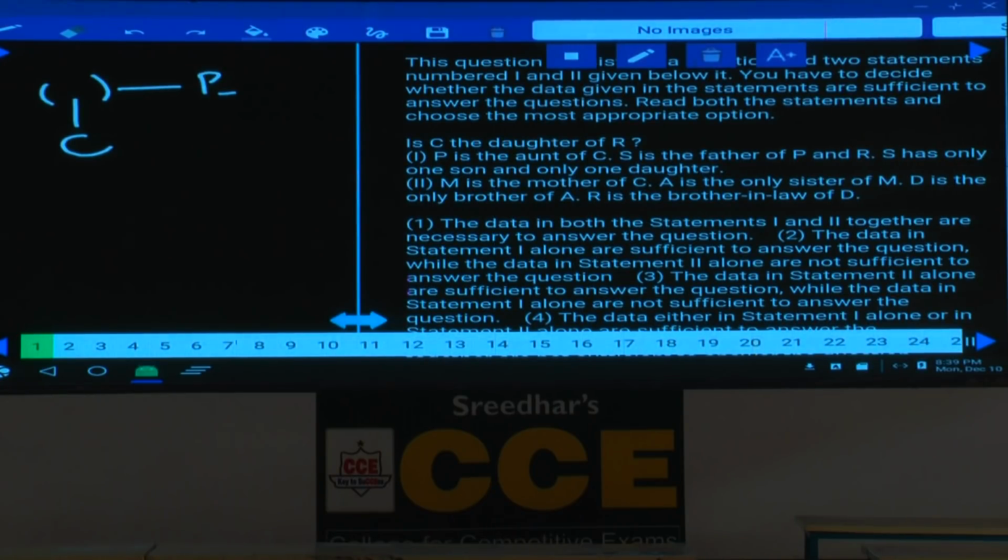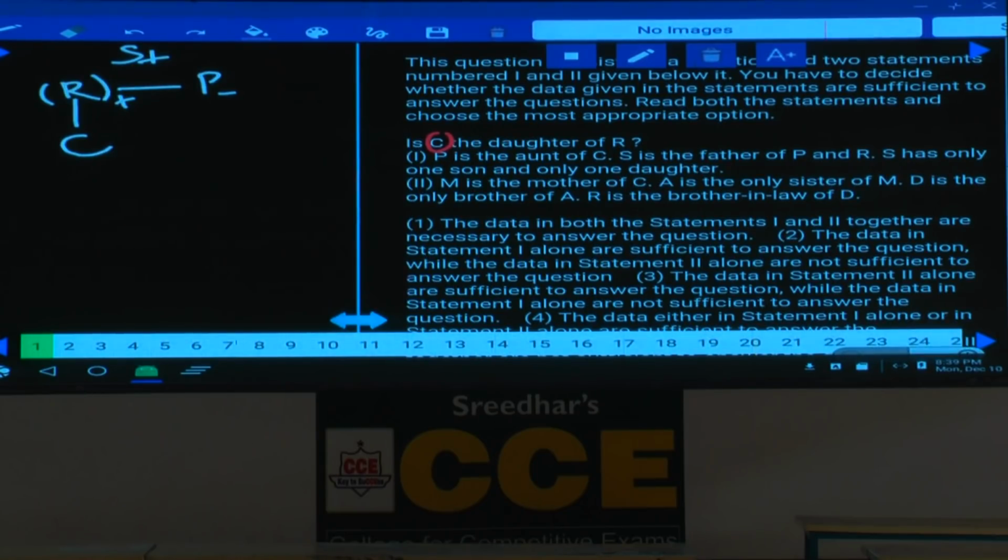S is the father of both P and R. S is the father of both these two persons, P and R. S has only one son and only one daughter. One daughter is already there, only one son and one daughter. And this is what we are able to derive from this. Now what can we definitely say about this one?